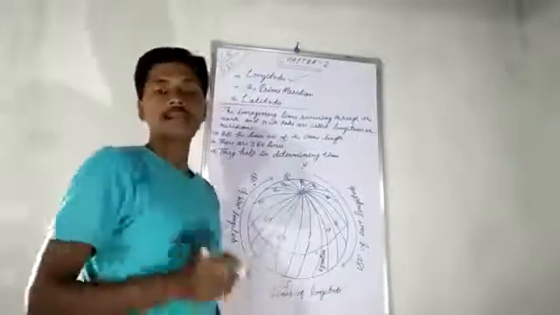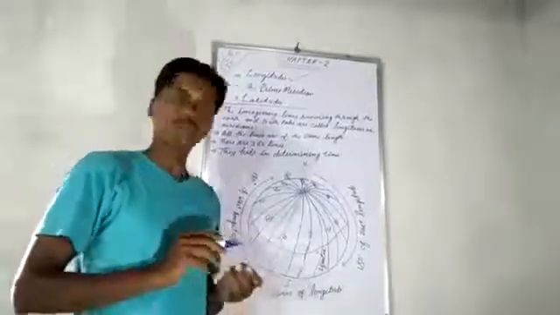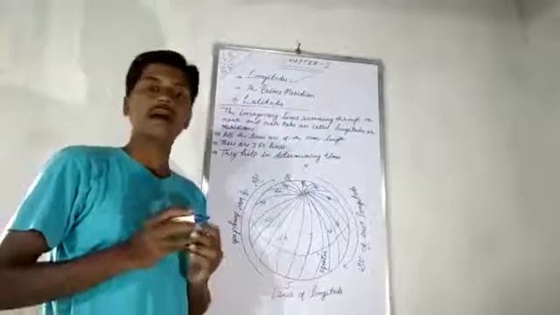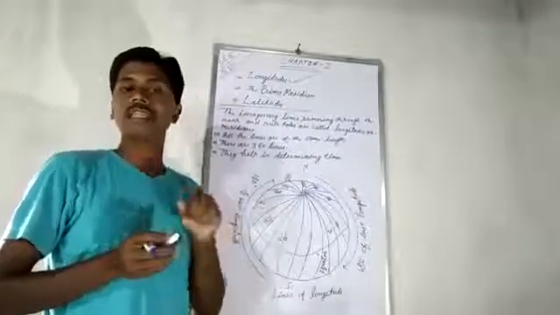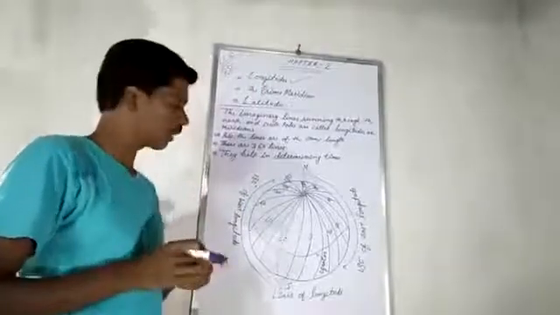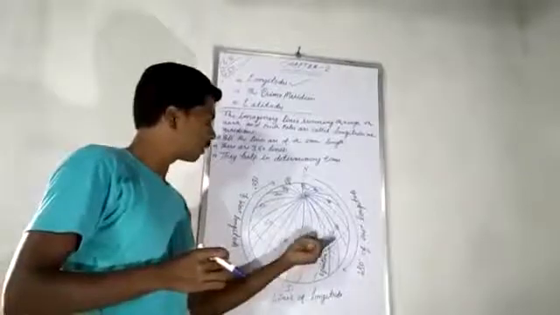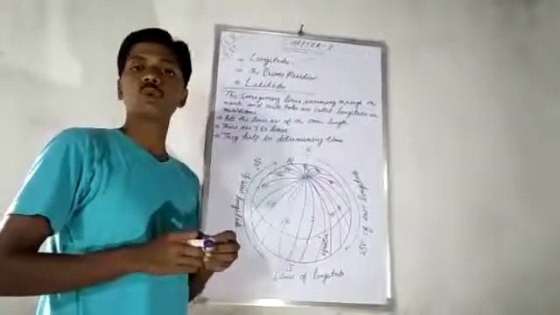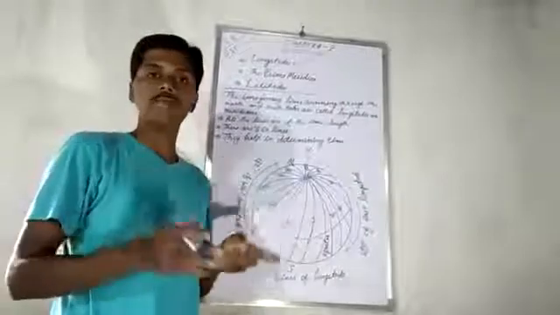How many total longitudes are there? There are 360 lines of longitudes. These lines of longitudes help us to determine the time zone.